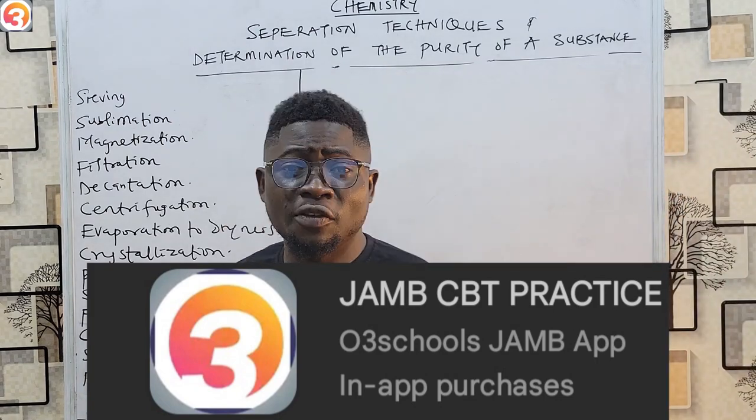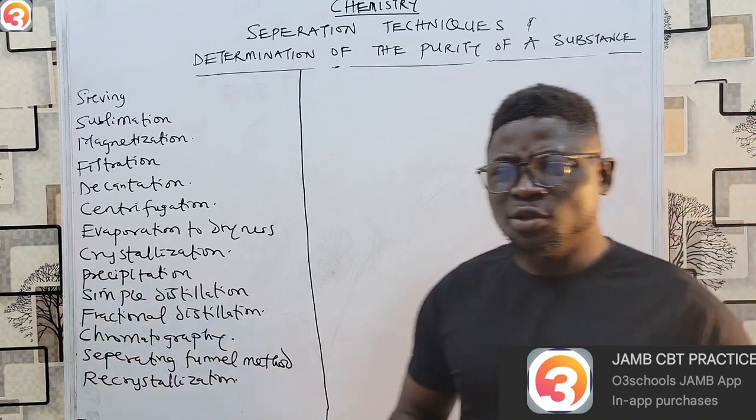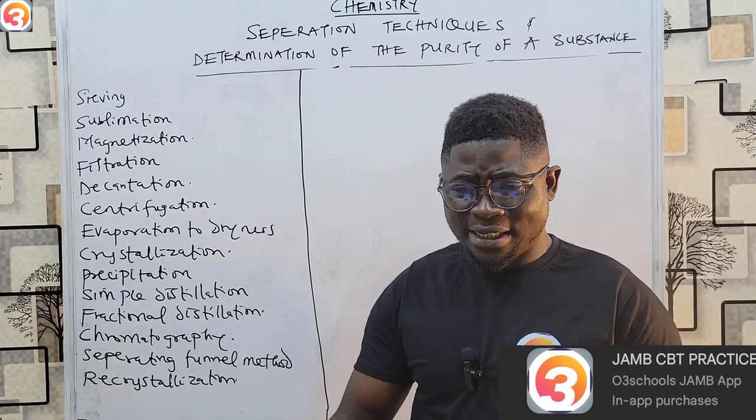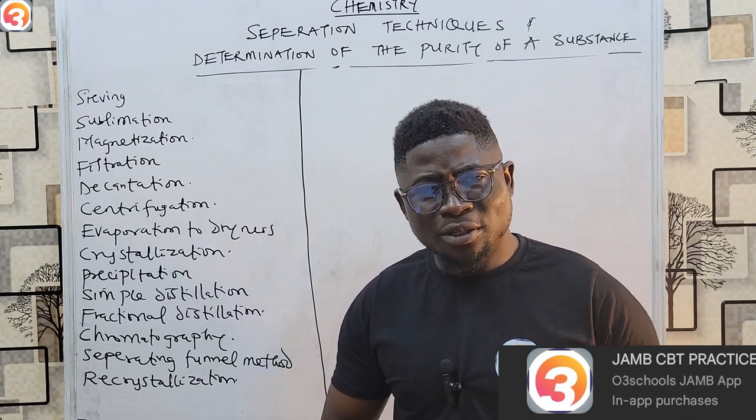For sieving, those of you that have seen where gari is made, right? So you see that when that woman holds one thing that looks like a basket that has small holes inside, she'll be shaking it like this, so that the smaller particles will be what?